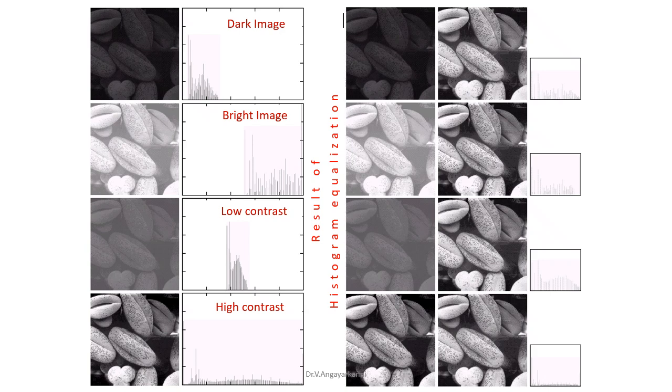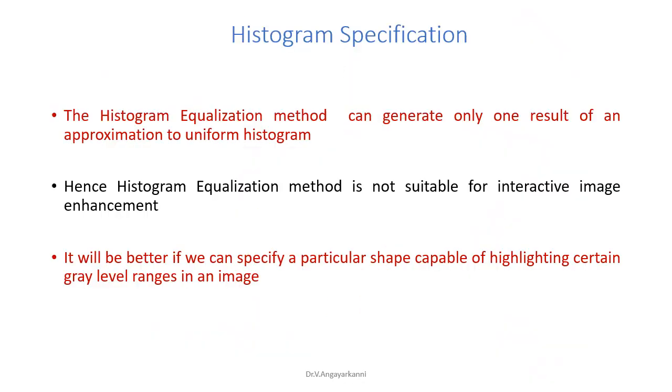The result of histogram equalization is performed uniformly for all types of images: dark image, bright image, low contrast and high contrast. And the corresponding histogram after that is almost the same.